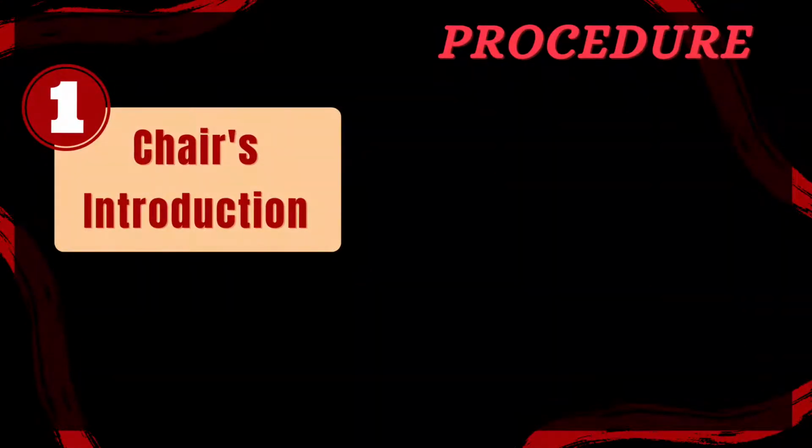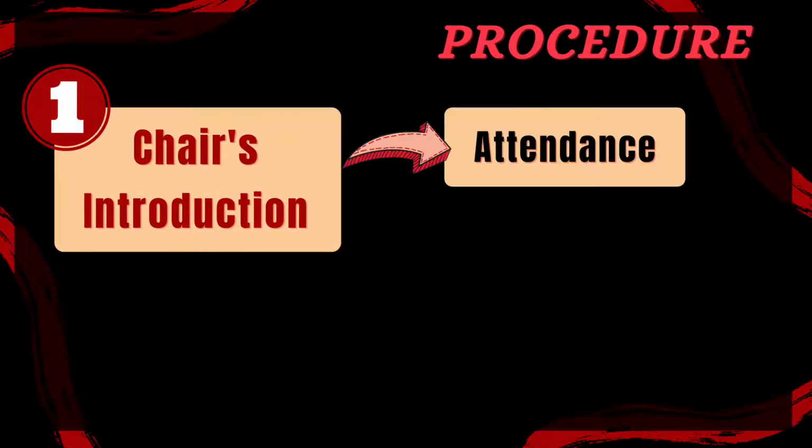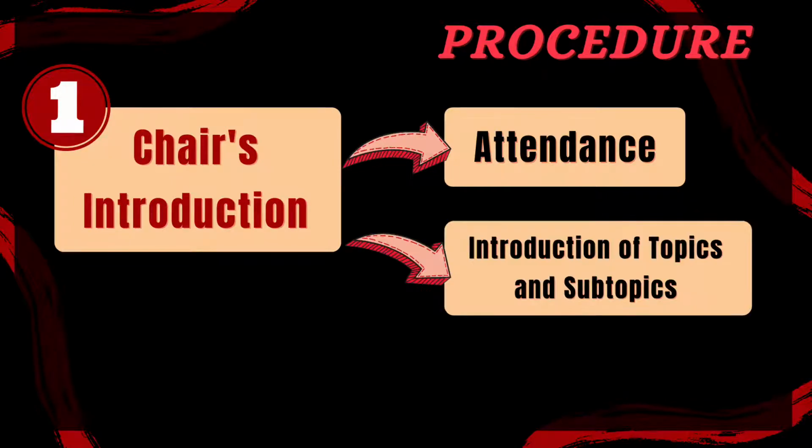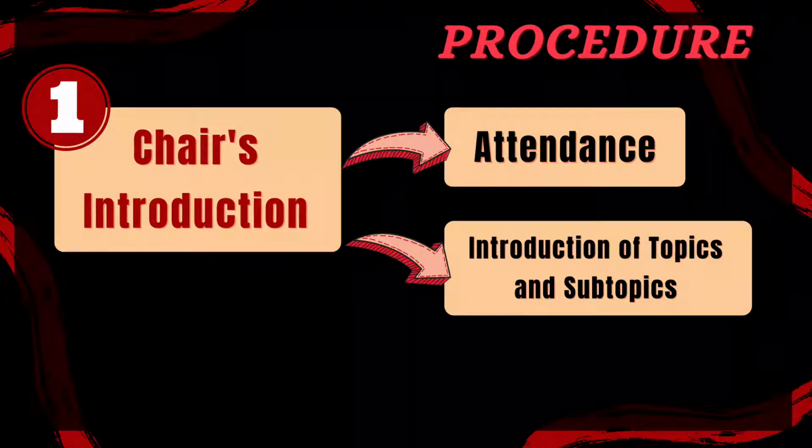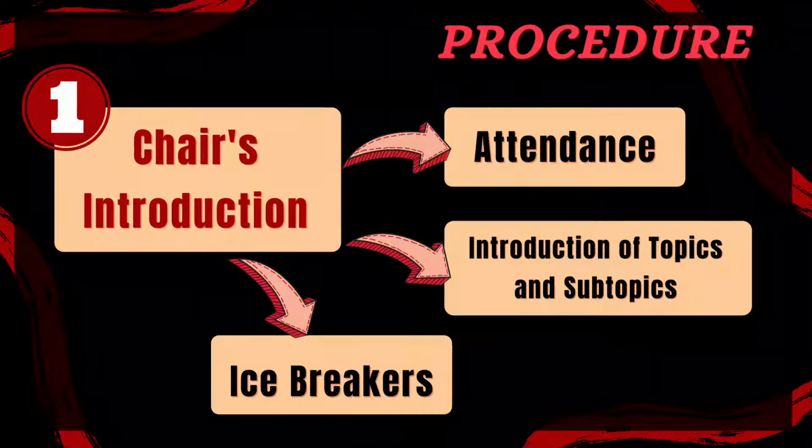The procedure starts with the chair's introduction. After checking the attendance of all the expected delegates, the chair will introduce the committee, the topics, and the relevant subtopics. In between or after these introductions, icebreakers may be done to make the delegates feel welcome and comfortable. Once done with the first set of activities, the chair will call for a motion to formally start the session.